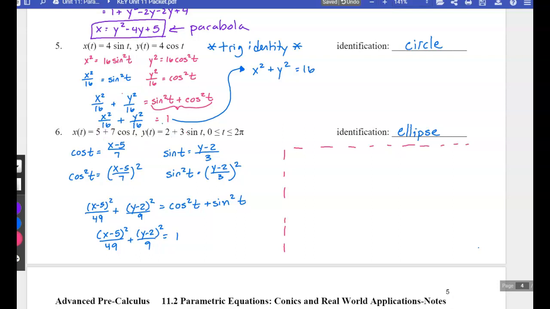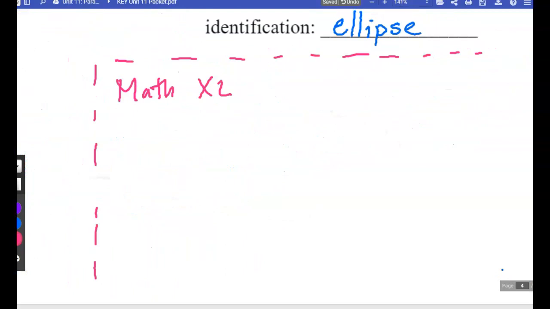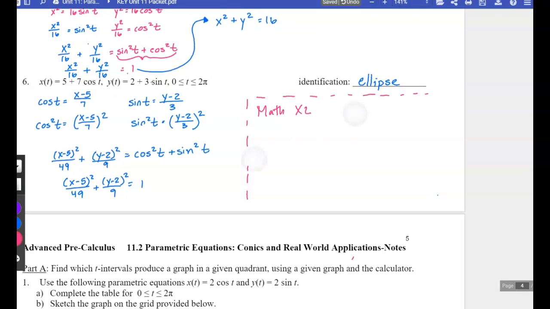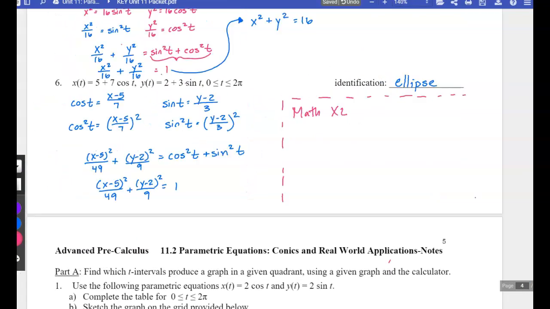Okay. I do have a little side note for Math Excel. One of the problems asks you to go the opposite direction. So it starts with a rectangular equation like this. And then it tells you, find the parametric equations when the length of time to get around the ellipse going clockwise is, say, 7 minutes. So the length of time to get around an ellipse is 7 minutes.